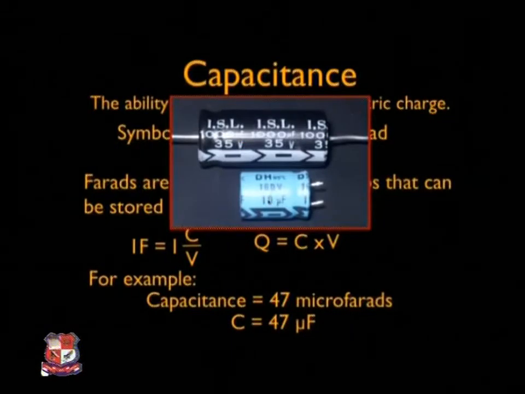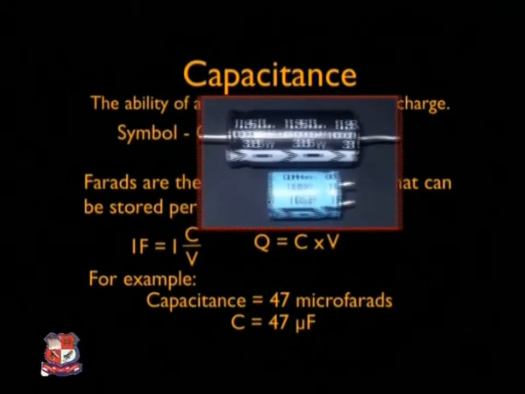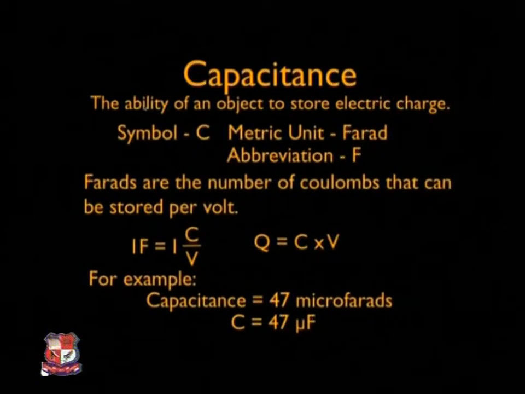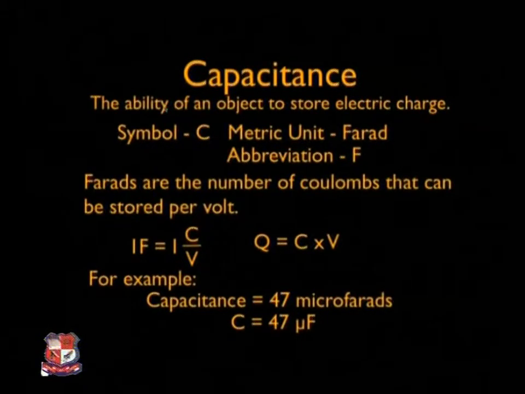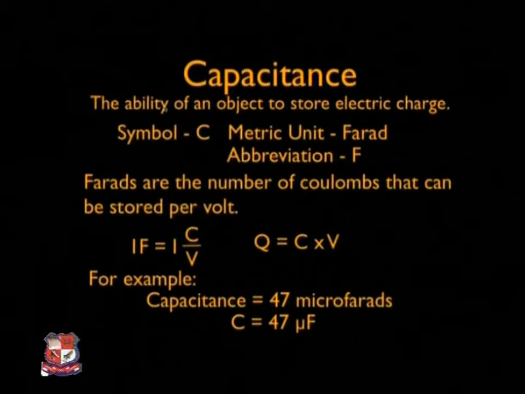They store charge. Capacitors have capacitance, which means they have the capacity to store charge. Now, maybe if we say that a little more simply, an object that has the ability to store charge has capacitance. So we often like to say capacitance is the ability of an object to store electric charge.